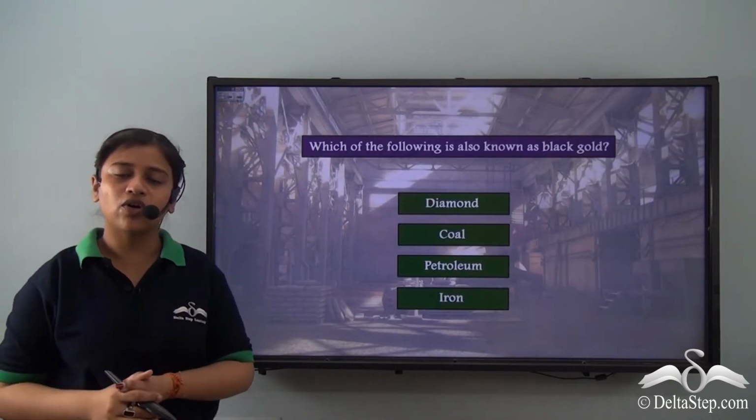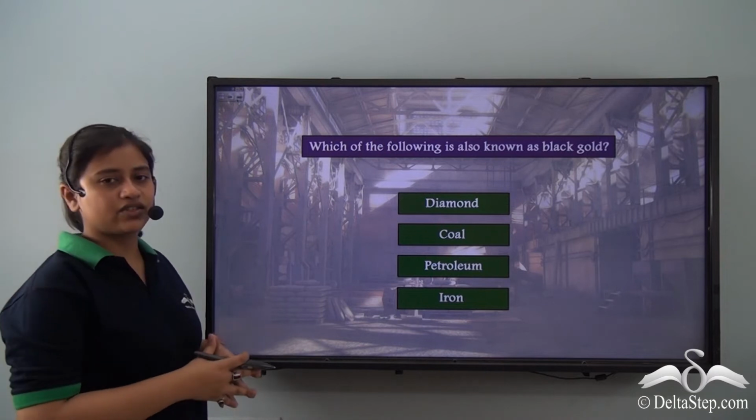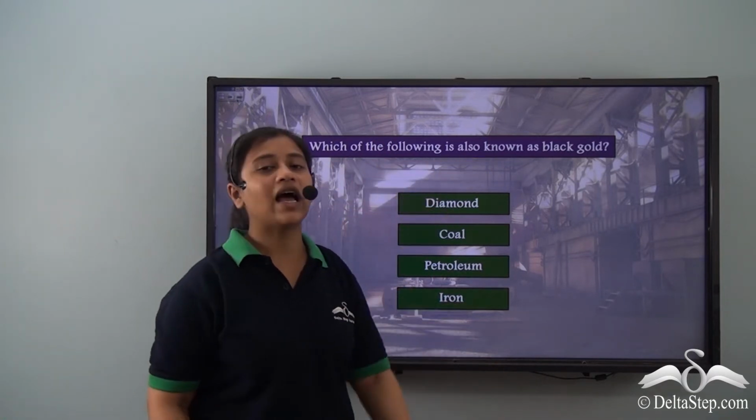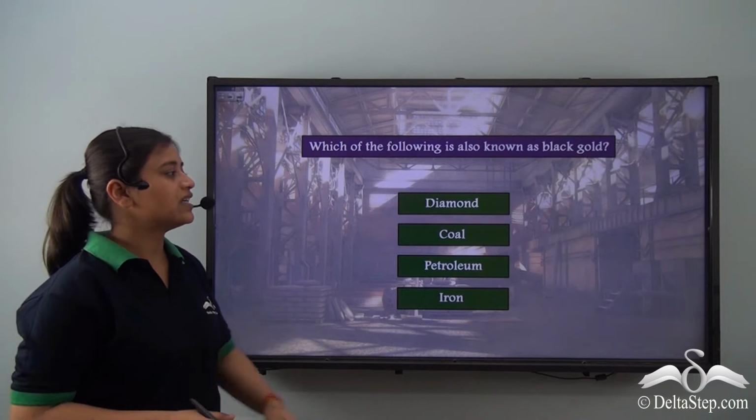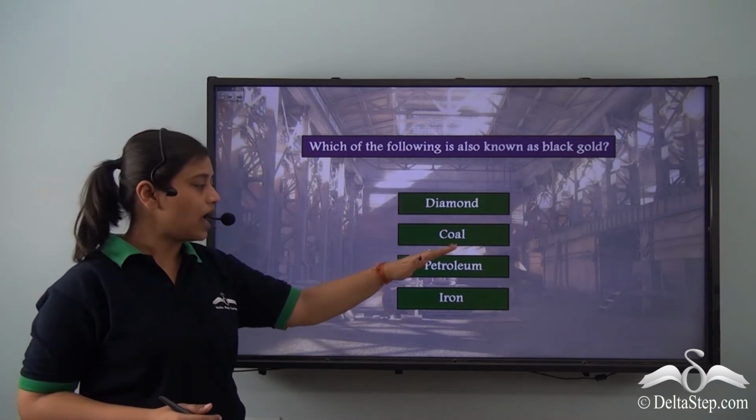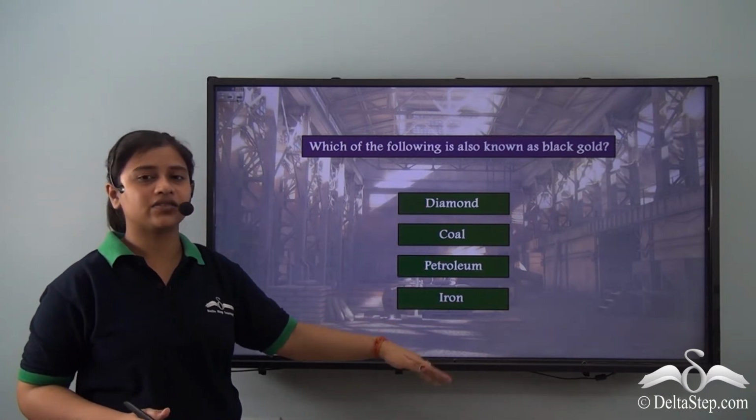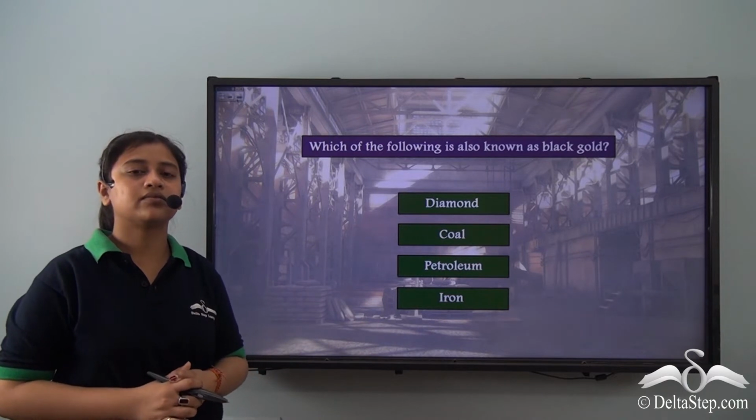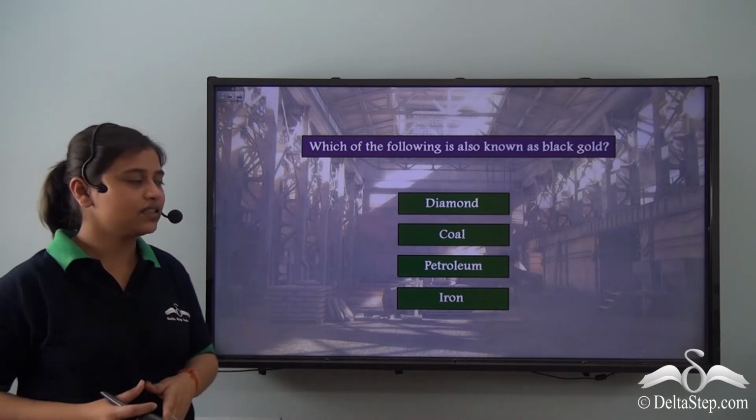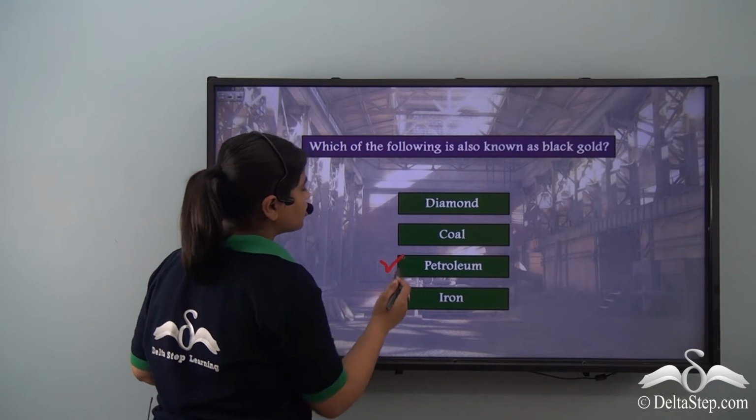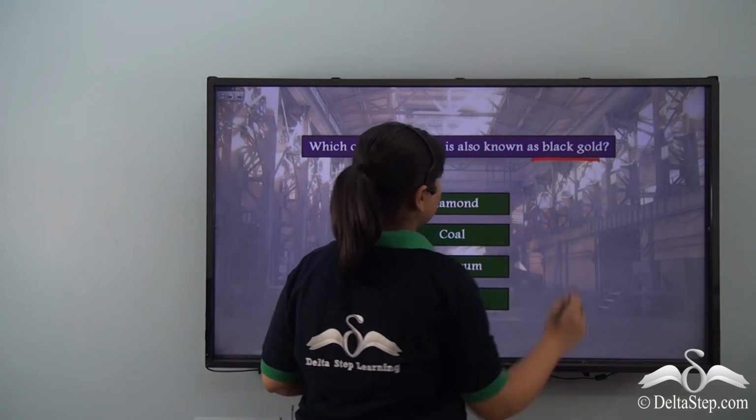So before moving on, could you help me answer this question? Which of the following is known as black gold? Diamond, coal, petroleum or iron? Yes, we just learned that petroleum is known as black gold.